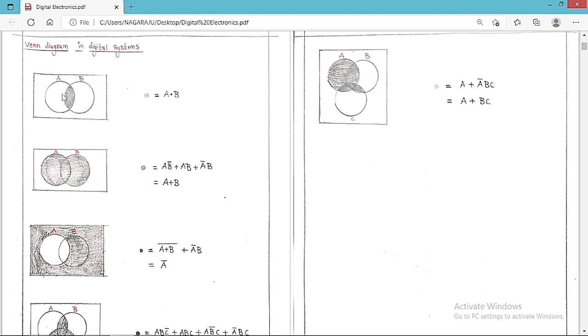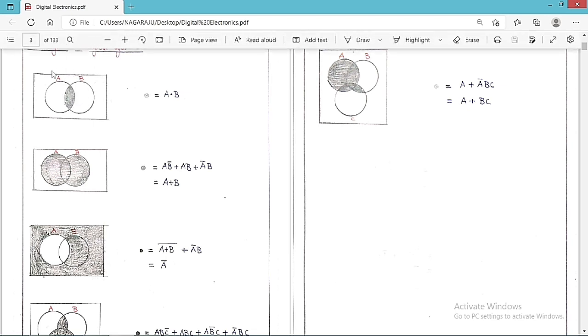So now we'll discuss some of the Venn diagrams in the digital systems. It's a very important concept, which is called the Venn diagram in the digital systems.